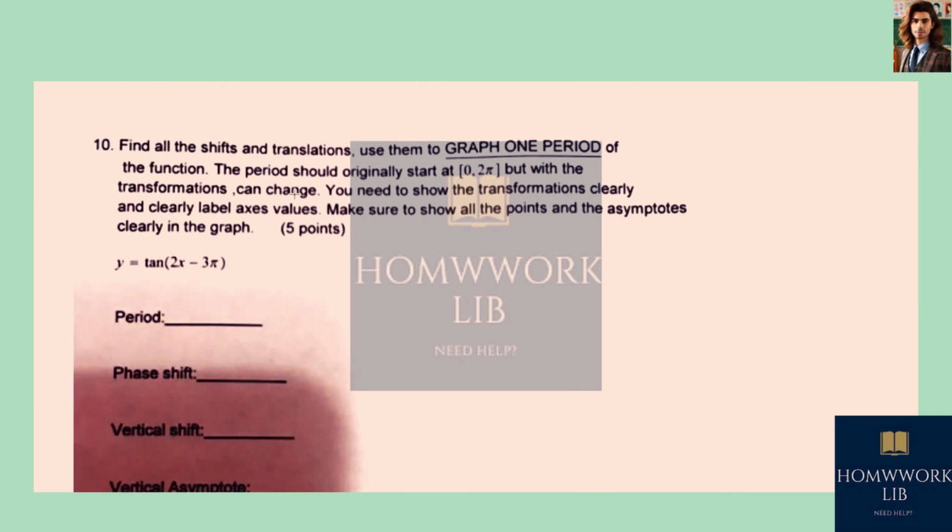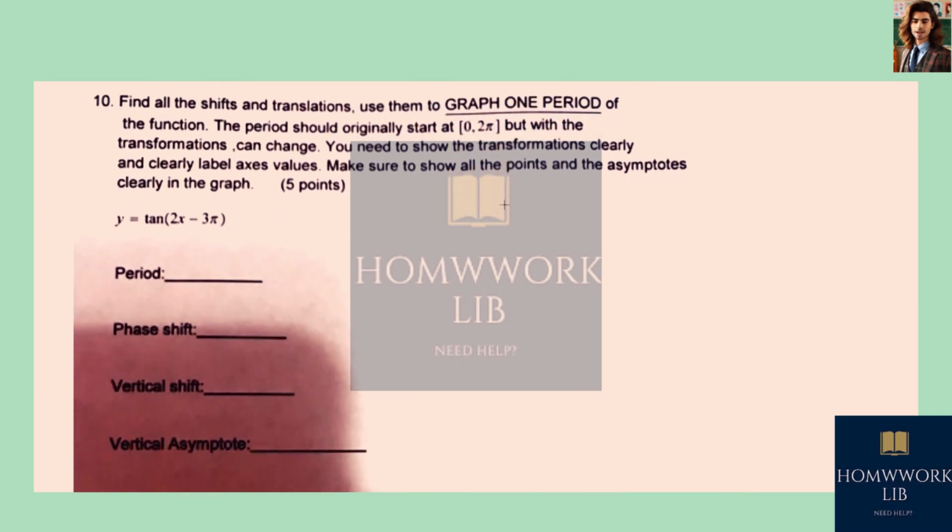We want to find all the shifts and translations of the function y equals tangent of 2x minus 3 pi. I would write this as y equals tangent of 2, factor the 2 out, x minus 3 pi over 2.